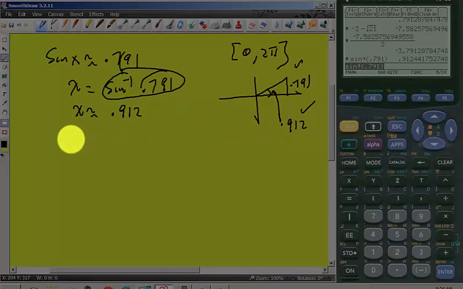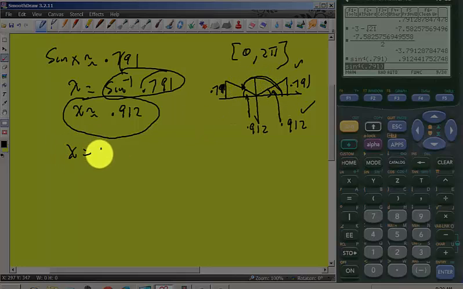That's good. But sine is also positive in another quadrant, which your calculator will not give you. It's right here. That's also 0.791. Okay? We know this angle is 0.912. So we have that solution. But we also have to find this angle right there, from there to there. So to get this angle, my x is going to be pi, because that's all the way around to here, is pi, minus that angle, so minus 0.912.